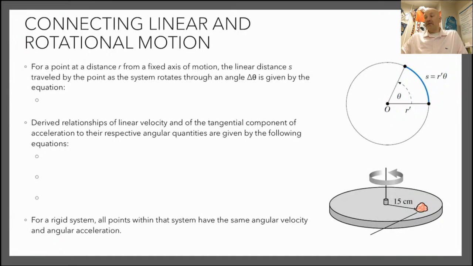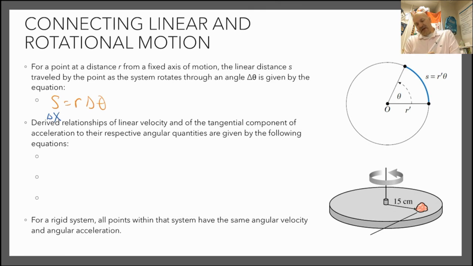Okay, so in the first one, for a point at a distance r from a fixed axis of motion, the linear distance traveled is simply going to be the arc length equation. No hiding it. The arc length equation is how you write it in math. Here we would write this as delta x equals r delta theta. So what does that mean?